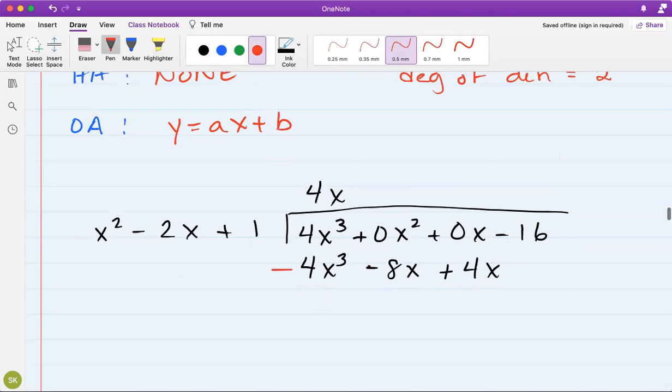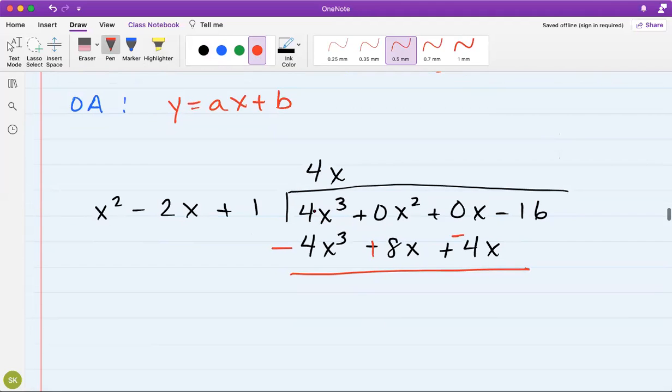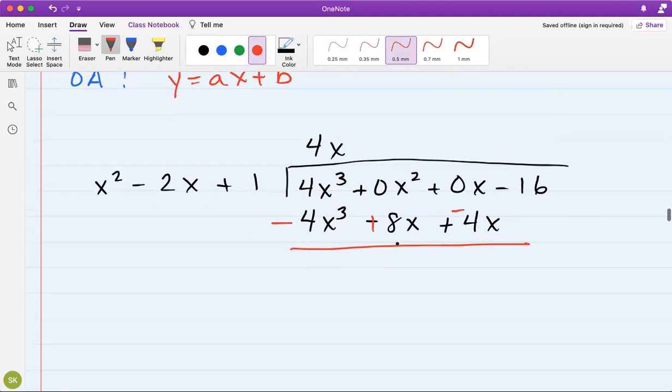Now we subtract the whole thing, which means we change all the signs. This one should go away, which gets 0x cubed. And then I get an 8, sorry, this should be x squared. Forgot to make that a square here. So 8x squared minus 4x, and then we pull down the negative 16.